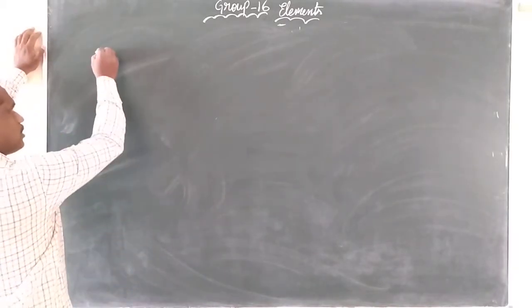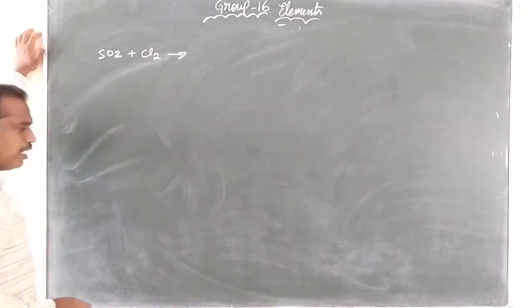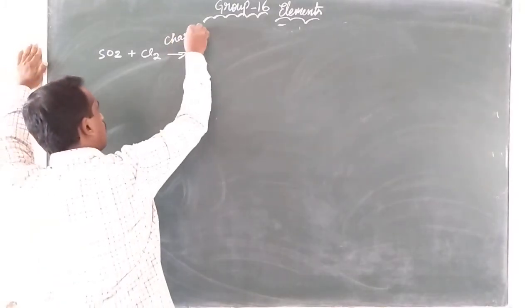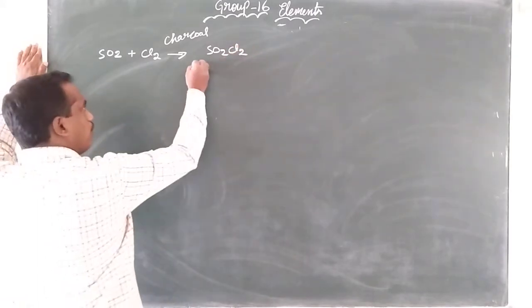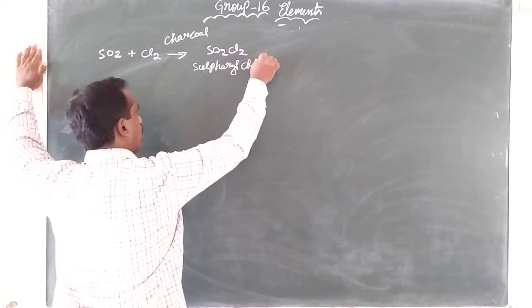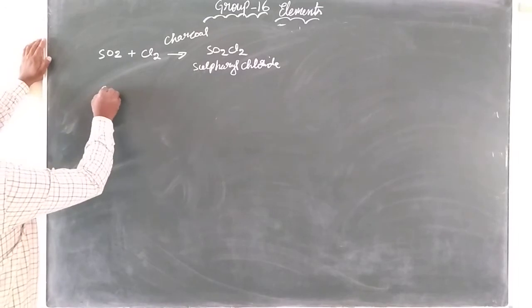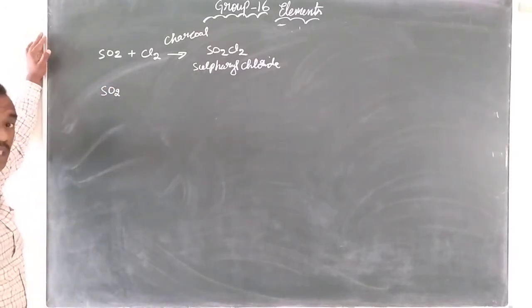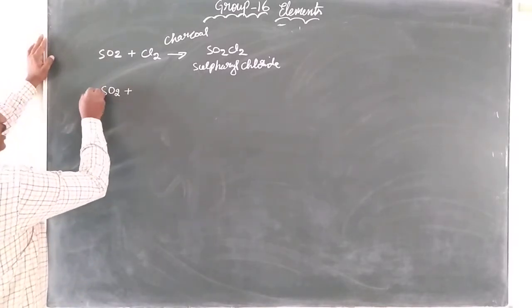Coming to this sulfur dioxide, I am giving important reactions. It reacts with chlorine in the presence of charcoal to give sulfuryl chloride. As well as that, this sulfur dioxide is acting as a very strong reducing agent. Many times we highlighted the point. It is acting as a very strong reducing agent.